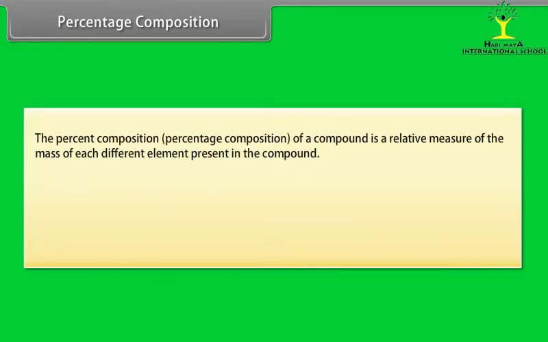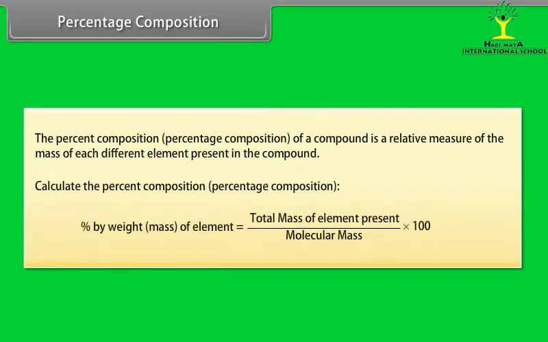Percentage composition. The percent composition of a compound is a relative measure of the mass of each different element present in the compound. Calculate the percentage composition by weight: mass percent of an element is equal to the total mass of the element present divided by the molecular mass, into 100. Empirical formula and molecular formula.